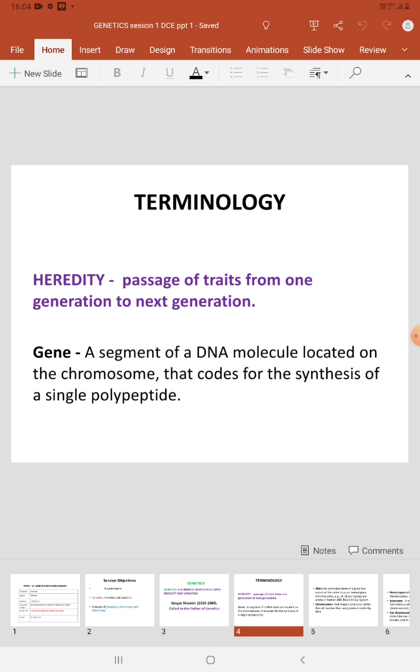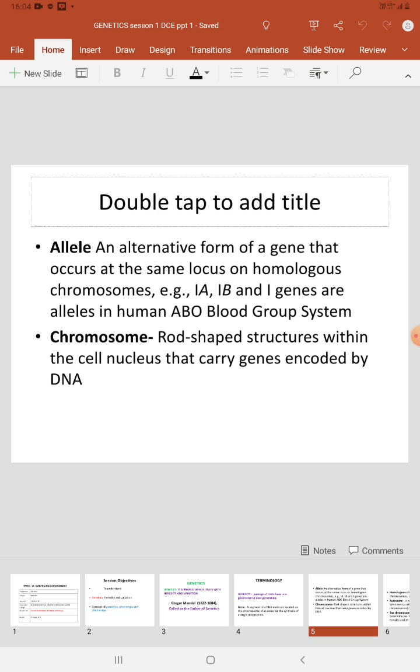Some terminology we need to understand. Heredity. It is a passage of characters or traits from one generation to another generation. Gene. A segment of the DNA molecule located on the chromosome that codes for the synthesis of a single polypeptide. Allele. An alternative form of a gene that occurs on the same locus on homologous chromosomes.